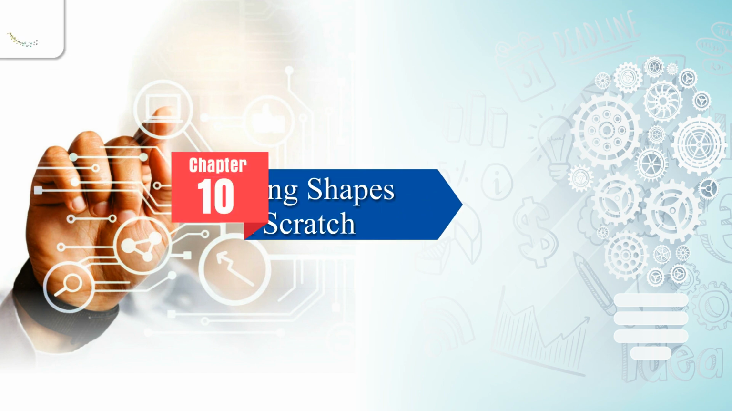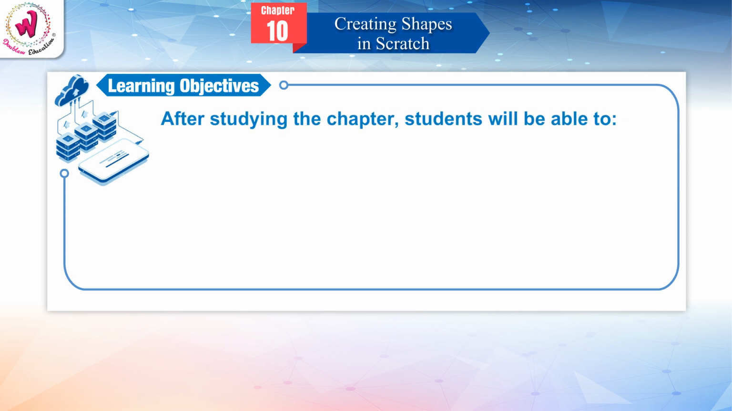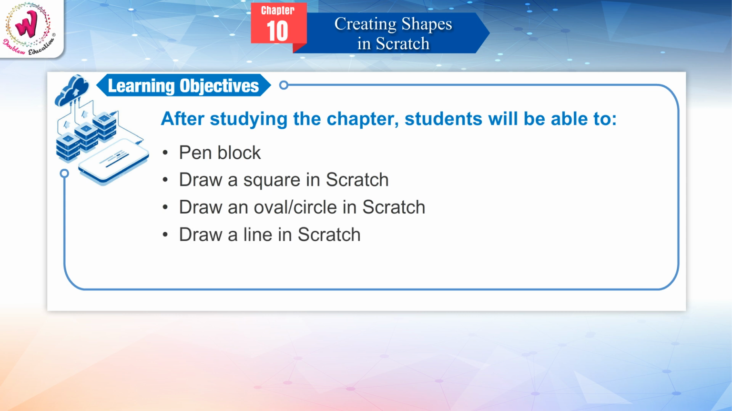Chapter 10. Creating Shapes in Scratch. Learning Objectives. After completing the chapter, students will be able to: use the pen block, draw a square in Scratch, draw an oval or circle in Scratch, draw a line in Scratch, and draw a polygon in Scratch.